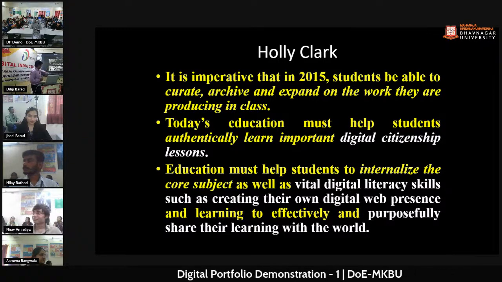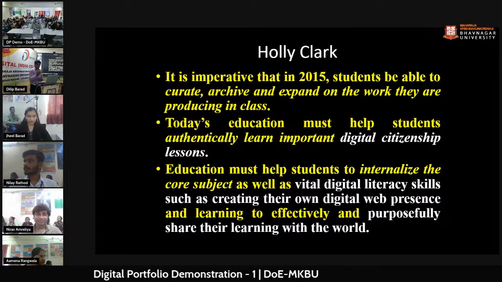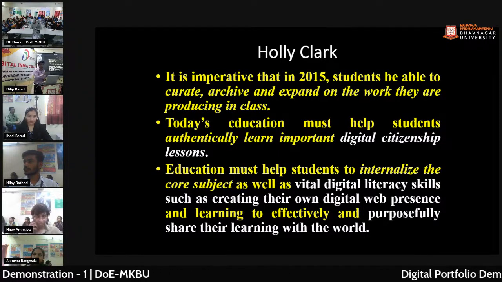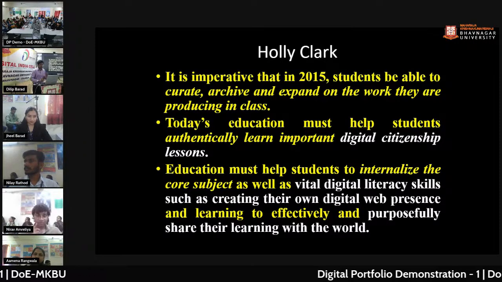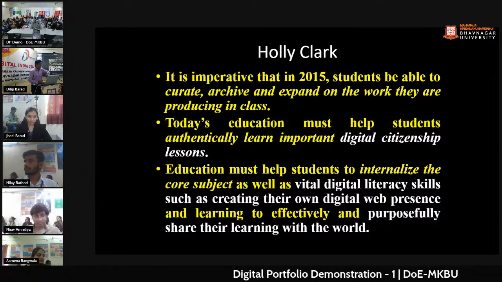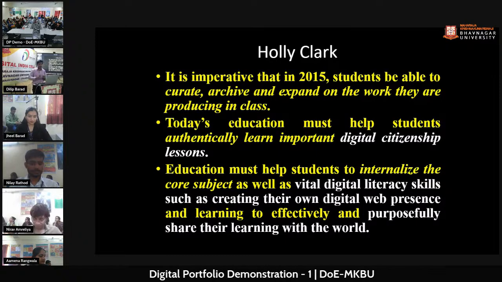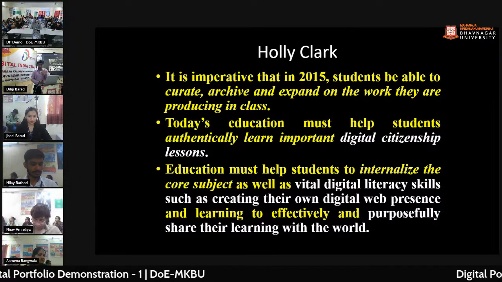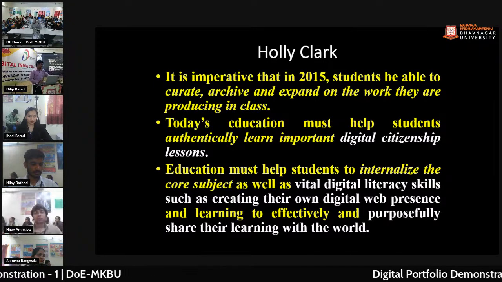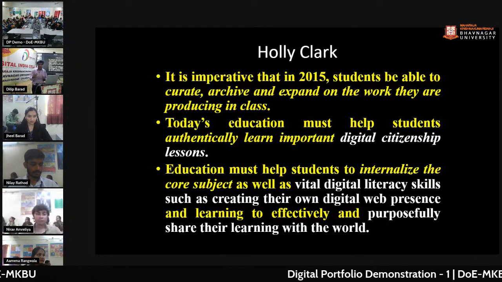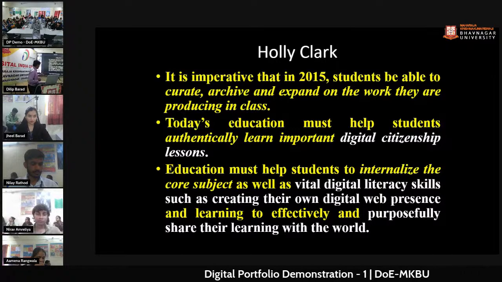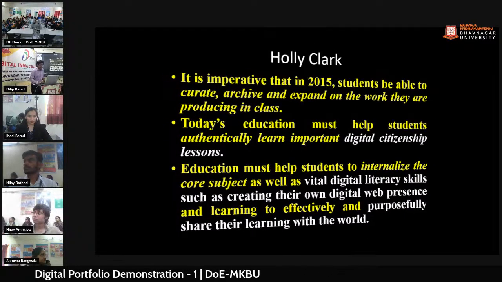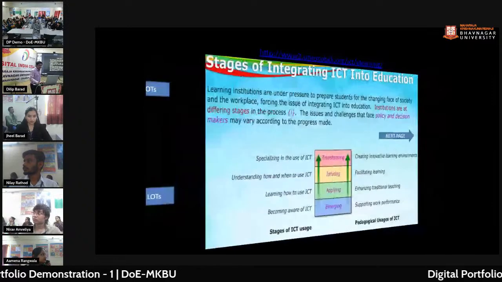So education must help students internalize core subject, that is very, very important part there. But at the same time, digital literacy also is very important. So digital literacy is not without understanding literature or having literary sensibility. That is prime. That is very, very important. But along with that, a skill also is required to live in 21st century, and that is the digital skill that one should always have with oneself. I'm skipping this part here.